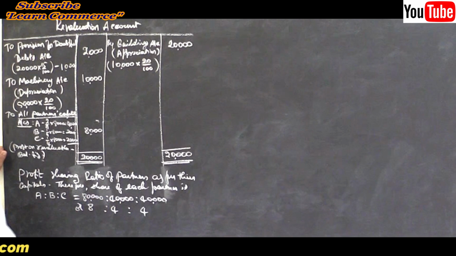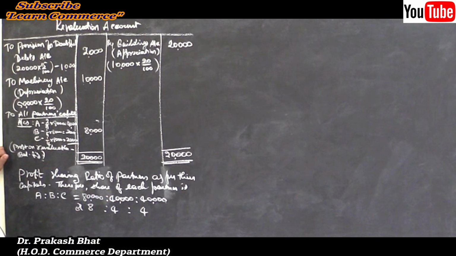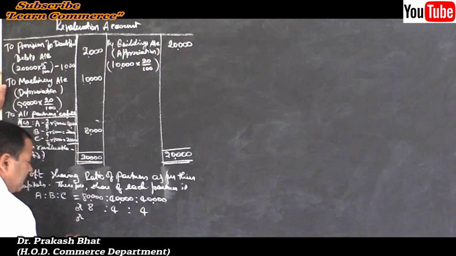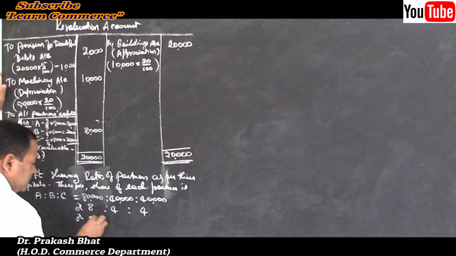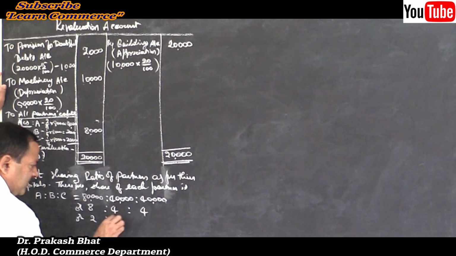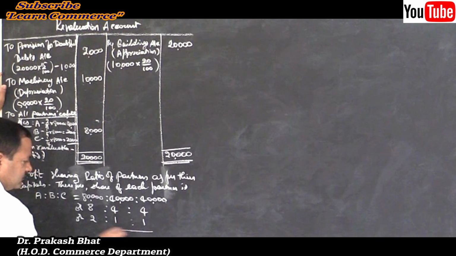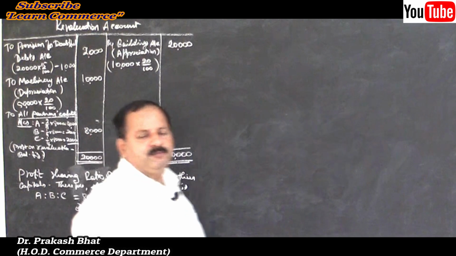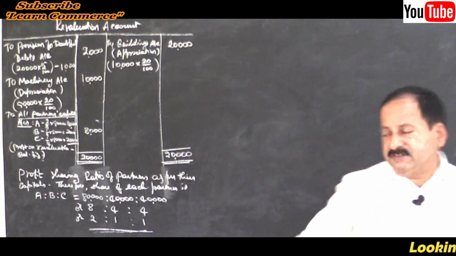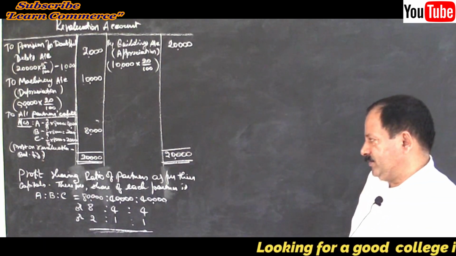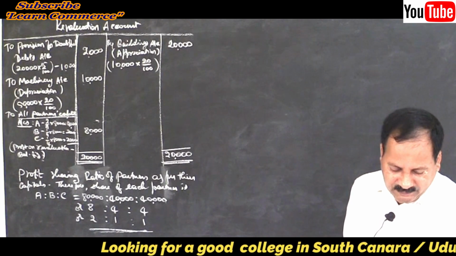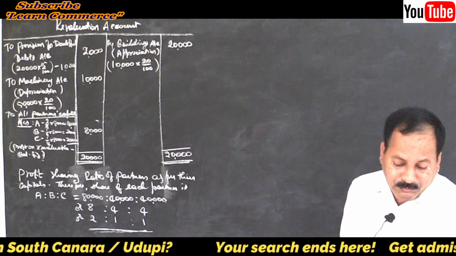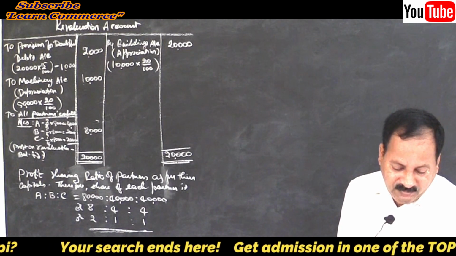Cancel the zeros in all partners' capitals, isn't it? Or divided by 4, 2 is to 1 is to 1. This is their capital ratio, the profit sharing ratio. That is the old ratio, isn't it? Then let us move on to the next part, that is capital.